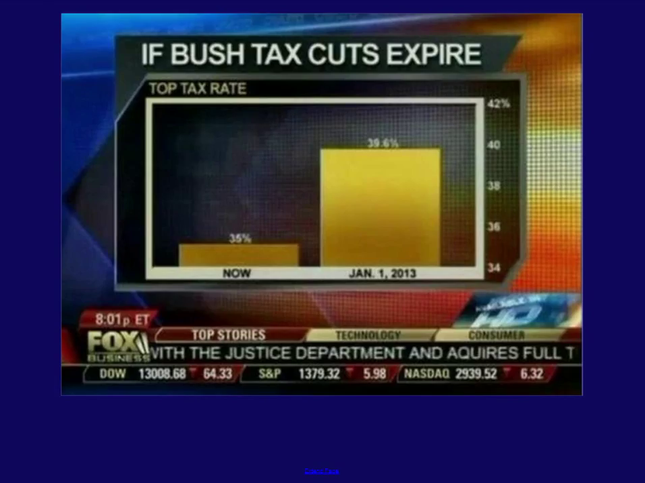We can see the same thing on this one. They're trying to show that, wow, if Bush tax cuts expire, there's going to be a lot more taxes that adults are going to have to pay. But if you look at the numbers, here's 35%, here's 39.6%. It's really only going to go up by 4.6%, which isn't that much. They're trying to mislead us with this graph and make people be upset and get worried. But once again, they zoomed in. Their graph doesn't start at 0, it starts at 34. So it would look drastically different if our axes actually started at 0.